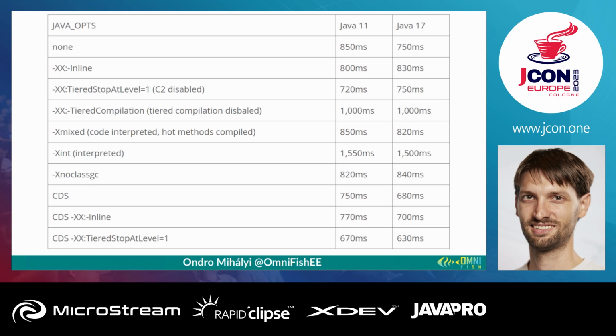And I tried Java 11, Java 17 with a simple service. I think this was based on Quarkus. And you can see that most of the time you can get the same startup times, but very often in Java 17 you get better startup times with some options. And when you compare this one, with the TieredStopAtLevel=1 option (C2 disabled), you get much better times than the others. So normally you get around 800 milliseconds. With this you get 700 milliseconds. So that's quite a big optimization.